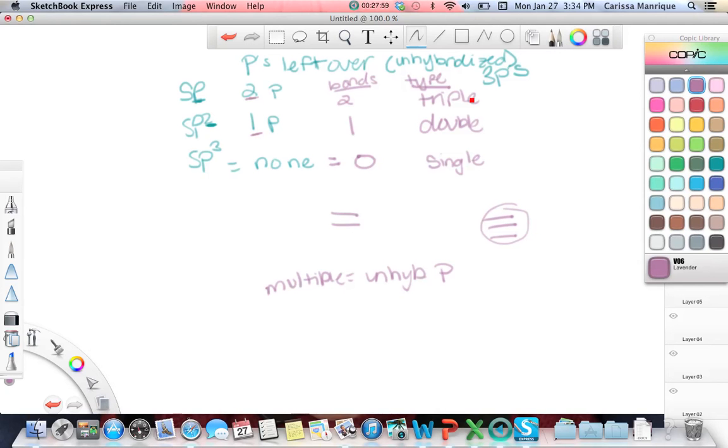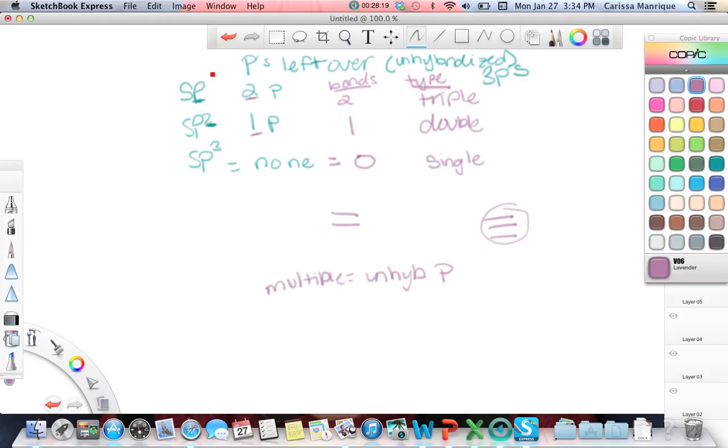So what does this mean? A single bond just means sp3 or whatever. A single bond is not as important. But for the double and triple bond, it's a little more important. So a double bond is always going to have an sp2 hybridization. And a triple bond will always have an sp hybridization.